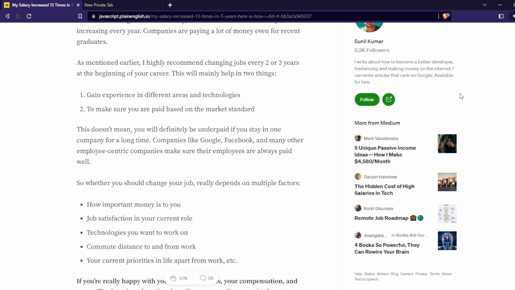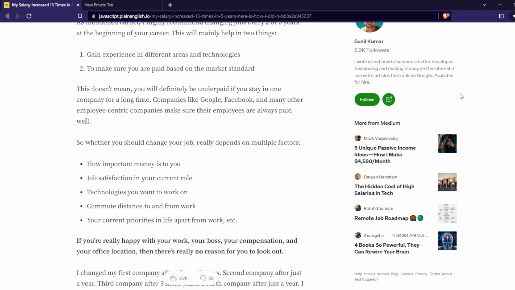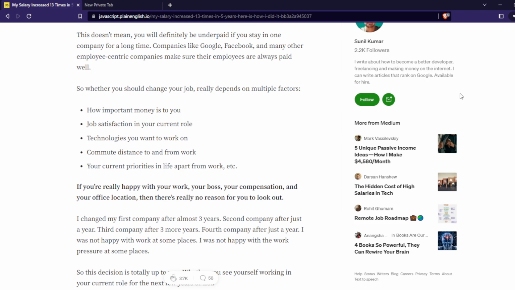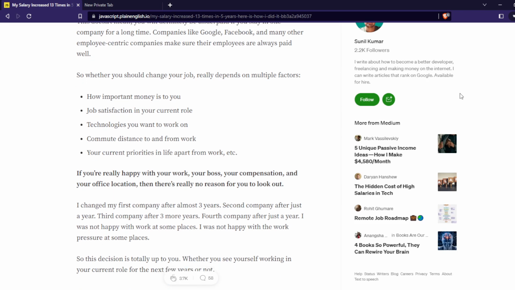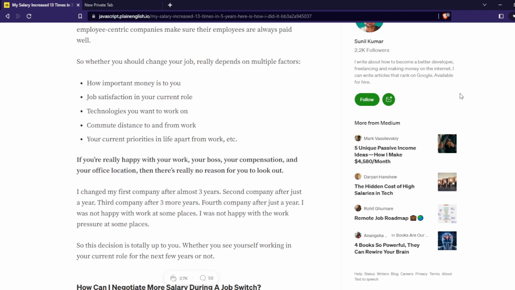So whether you should change depends on how important money is to your job satisfaction. If you're really happy with your work, your boss, your company, your office location, there is no reason to look out. I left my company almost 3 years ago. When I left my third company after 3 years, or my fourth company after just 3 years, I was happy.